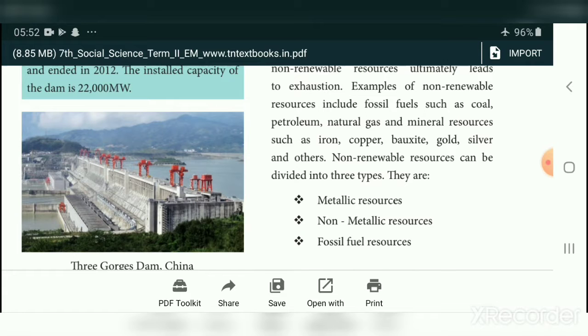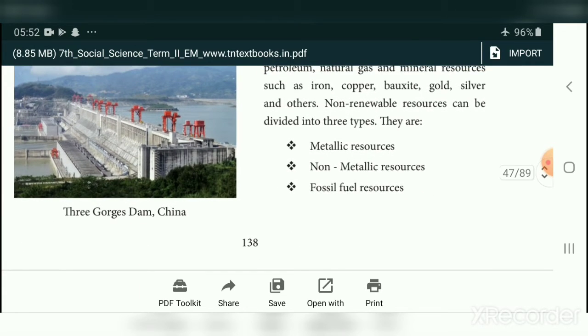We have also studied the types of non-renewable resources. We can divide them into three types: metallic resources, non-metallic resources, and fossil fuel resources. Metallic resources consist of more metals. They contain more iron, are hard substances, and are good conductors of heat and electricity. Examples of metallic resources are iron, copper, gold, bauxite, magnesium, manganese, etc. Today we are going to study non-metallic resources.